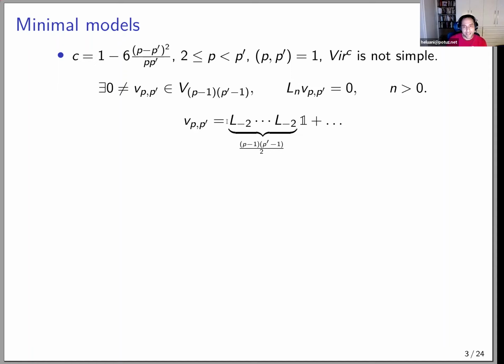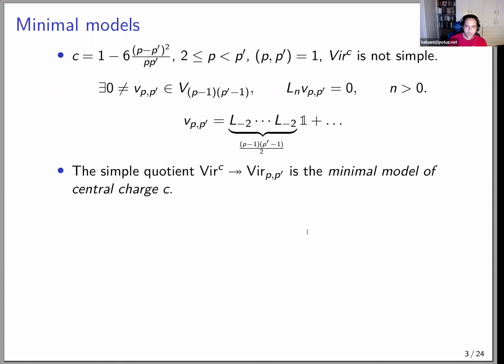In any case, what we do know is that this coefficient is non-zero, so the leading term in the PBW filtration is this term. And if you kill this vector, the quotient happens to be simple. That's what I will call the minimal model with central charge c.